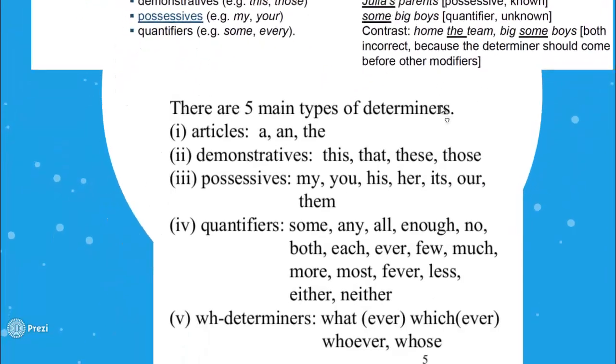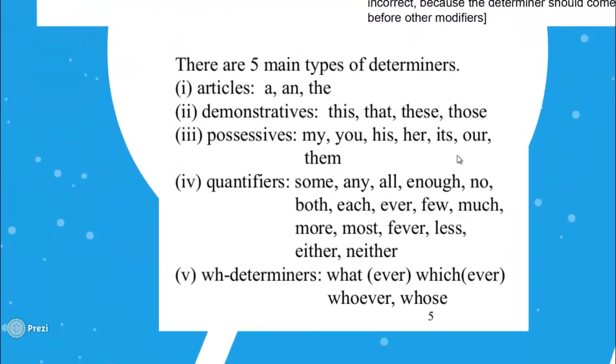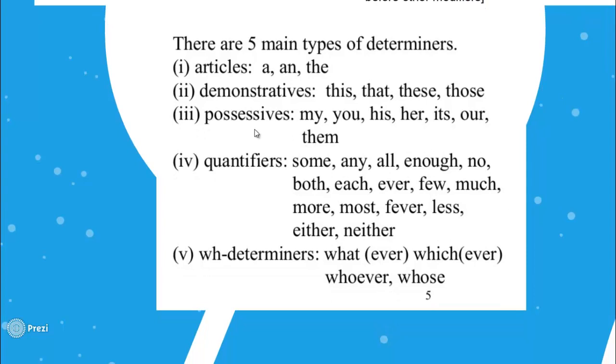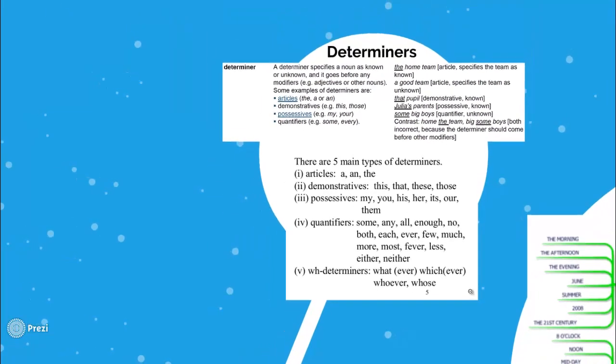But if you really want to understand this well, just remember, take note, there are 5 main types of determiners. The articles, a, and the; the demonstratives, this, that, these, those; the possessives, my, your, his, her, its, our, their; the quantifiers, like some, any, all, enough, no, both, each, every, few, much, more, most, fewer, less, either, and neither; and the WH determiners, like what, which, whoever, or whose. Those would be the determiners.